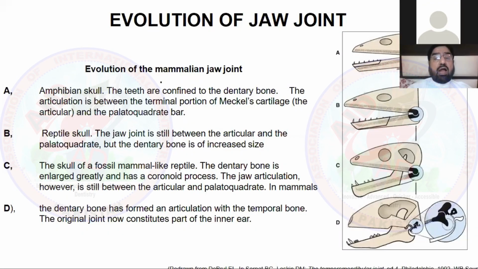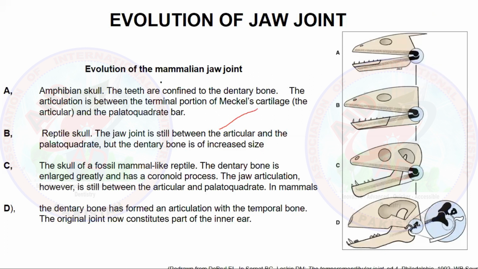We just look at the photograph on your right side, A, B, C, D. This is basically drawn from the 10K book. The first thing we see is the amphibian skull. In an amphibian skull, the teeth are just limited to the dentatory bone. In the initial stages, this is the dentatory bone, and you see the joint is just simple.